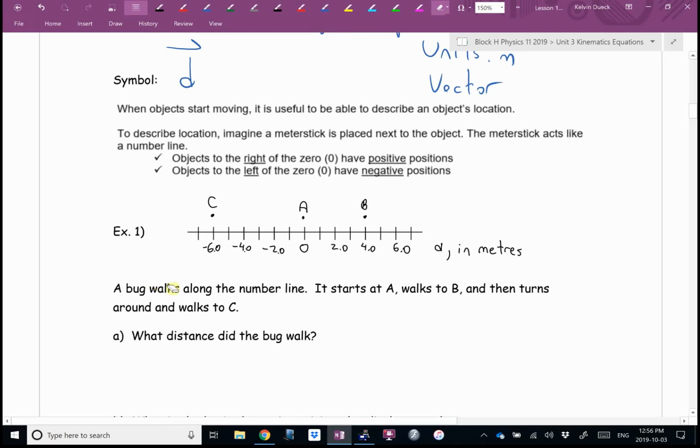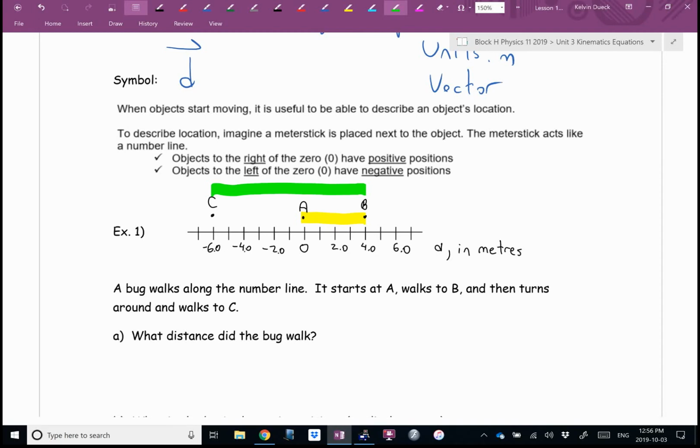A bug walks along a number line. It starts at A, and it walks to location B. Then it turns around, and it goes from location B to location C. Callum, see the 2 little walks? What distance did the bug walk? Well, first of all, let's look at the yellow line. How long, Callum, is the yellow line? How long, Callum, is the green line?